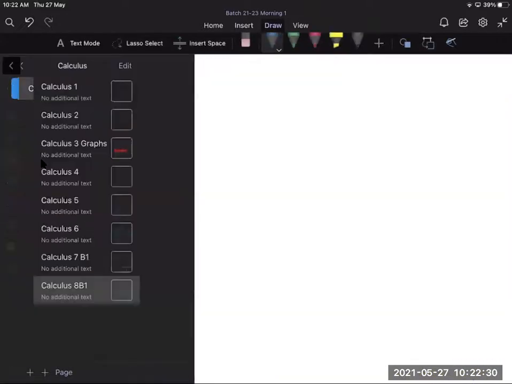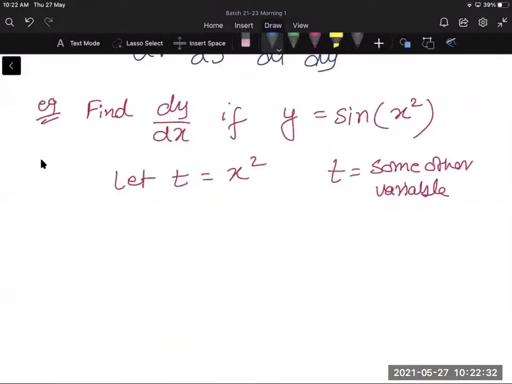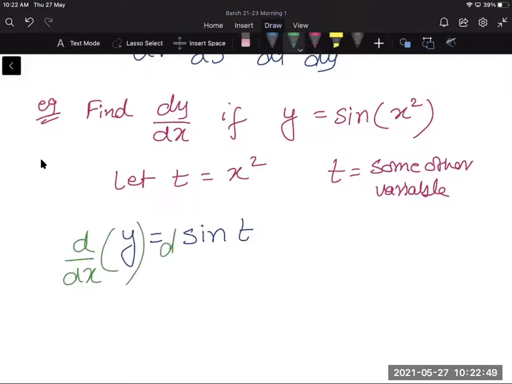Yes. Okay. So we let t is equal to x square, and then we say that look, y is equal to sine t. And now I apply d by dx on the left hand side and apply d by dx on the right hand side. And that's it. I cannot go anywhere. Left hand side becomes dy by dx. That's okay. But the right hand side is unsolvable.